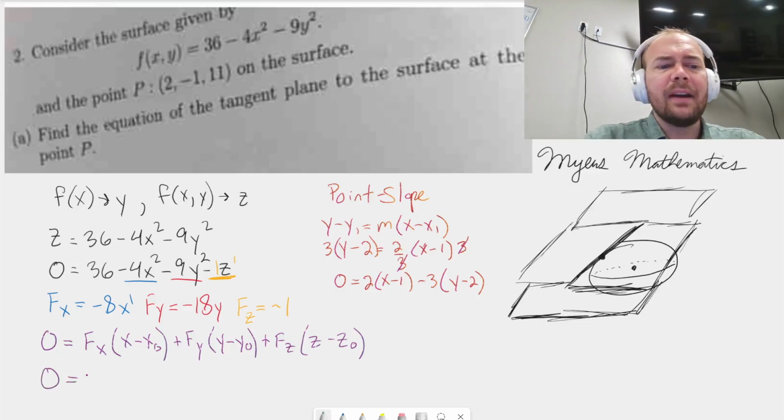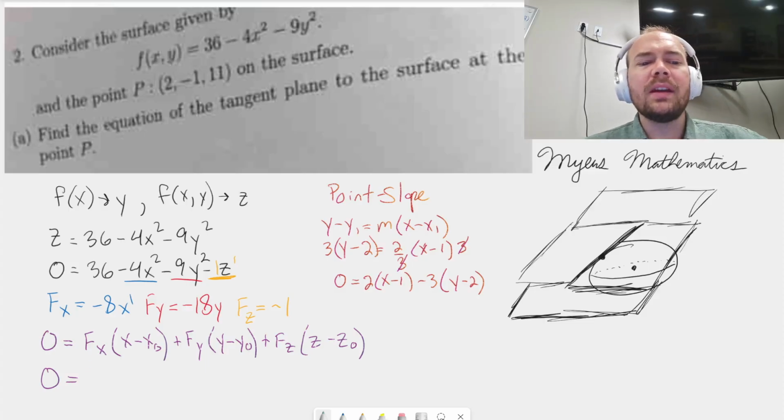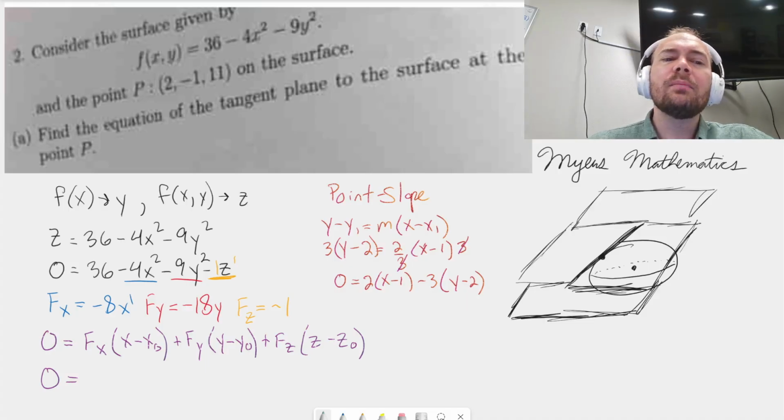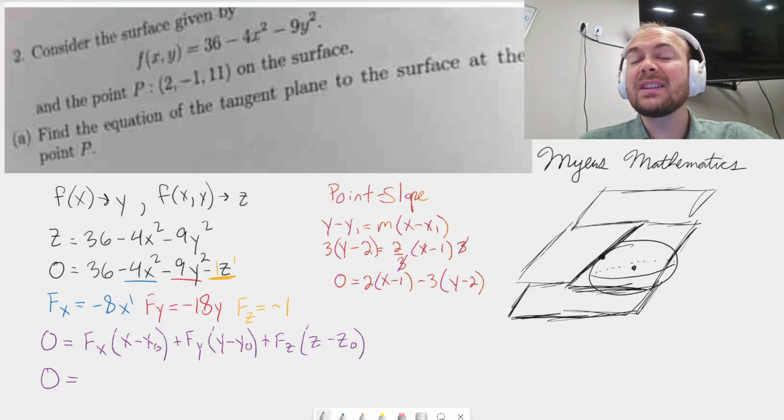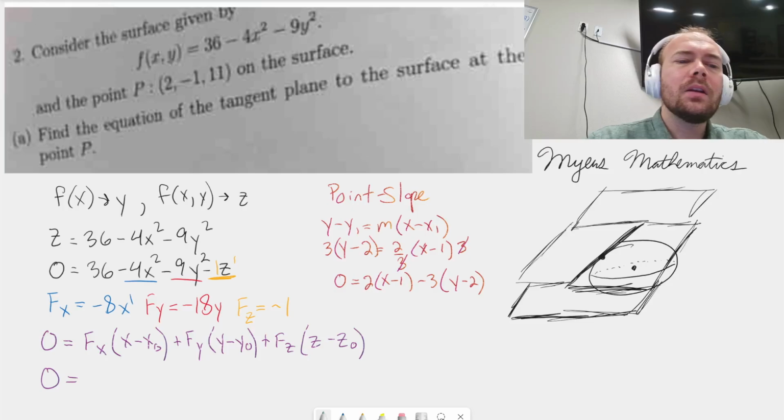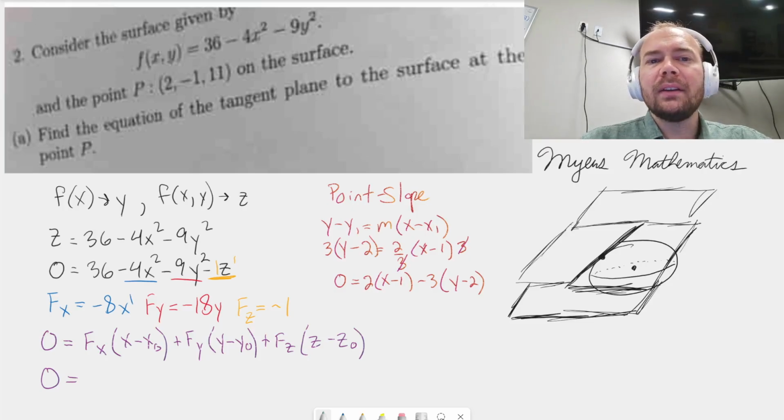So f of x we've already got. And we need to plug in the value for the point, right? So we're getting equations, but we plug in the values for the points in order to get the actual slope, because it's going to be a specific slope for the tangent plane to the curve. So we plug in our initial point, which is 2 comma negative 1 comma 11.